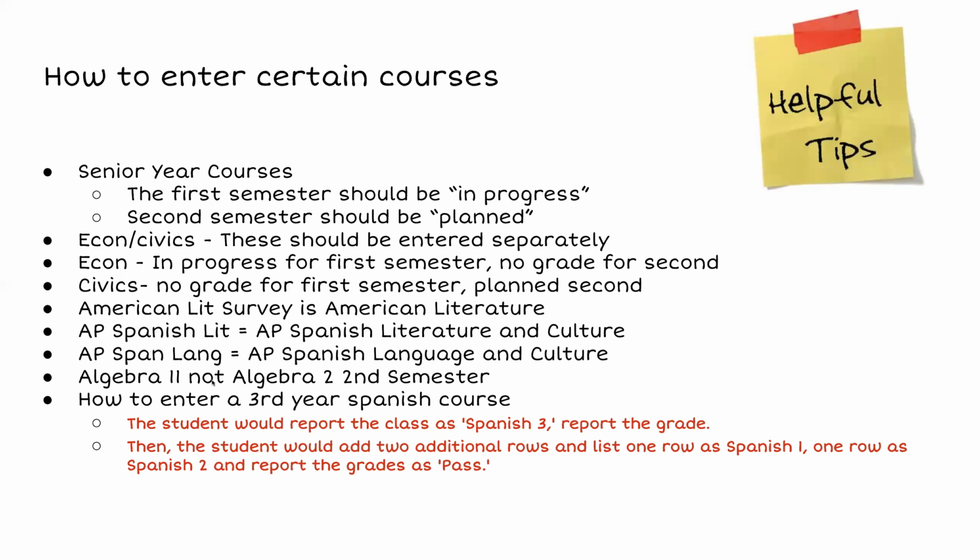Some of you have taken a third-year Spanish course, but you haven't actually needed to take Spanish 1 and 2. You might have taken Spanish 3 for Spanish Speakers, and so you got placed right away in a higher level Spanish course. The way you would report that is you would report the class as Spanish 3, report the grade that you received, and then add two additional rows, listing one row as Spanish 1 and one row as Spanish 2, and for your grades, you would just put pass, just so that they know that you received the credit for it.